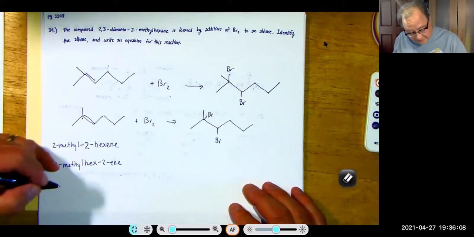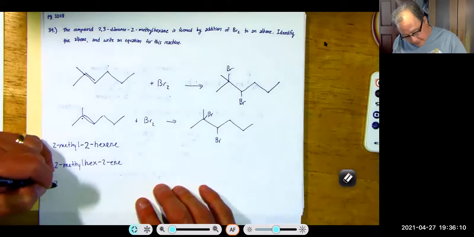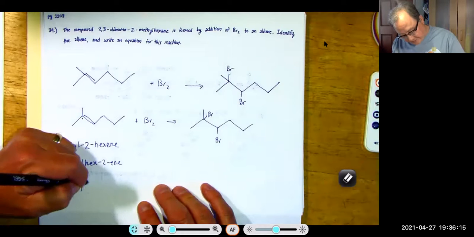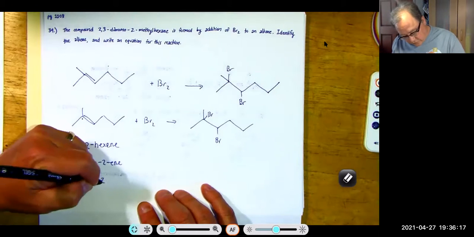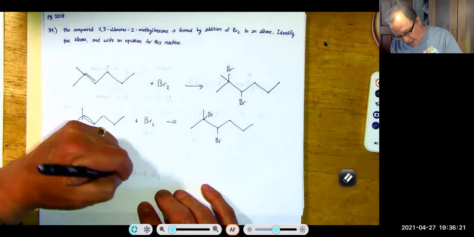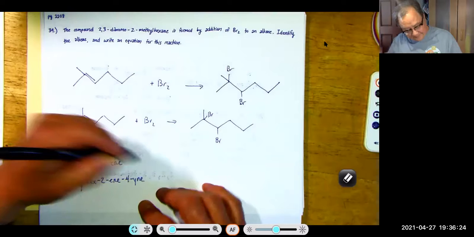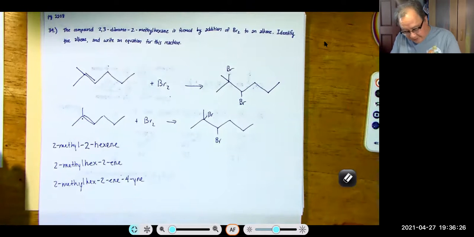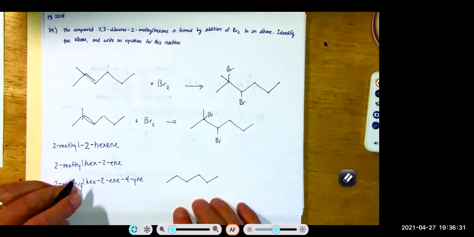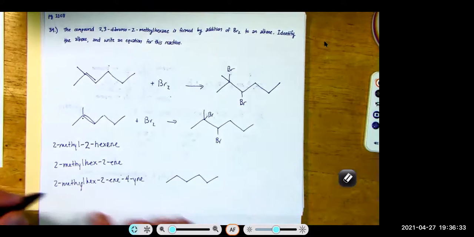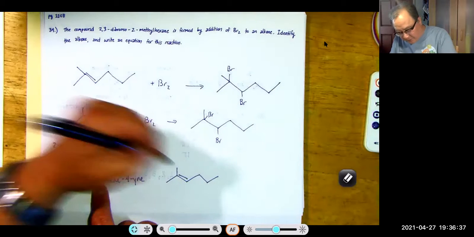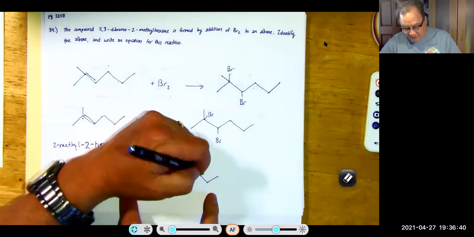You could even have something like this, 2-methylhex-2-en-4-yne. So hex means 6 carbons, right? Yeah. 2 means put a methyl here. This 2 means put a double bond there, right? And this 4 means put a triple bond on carbon 4.